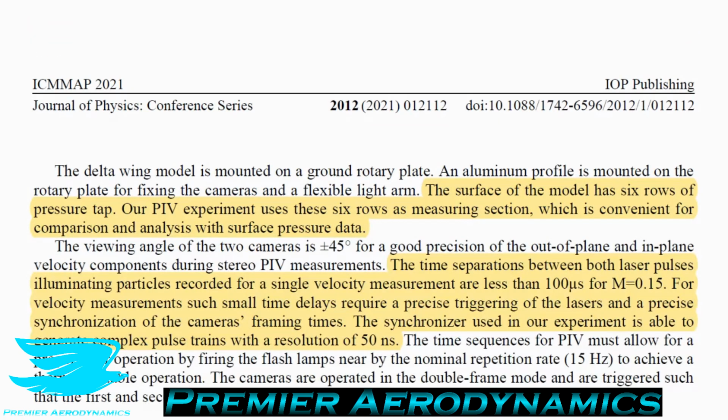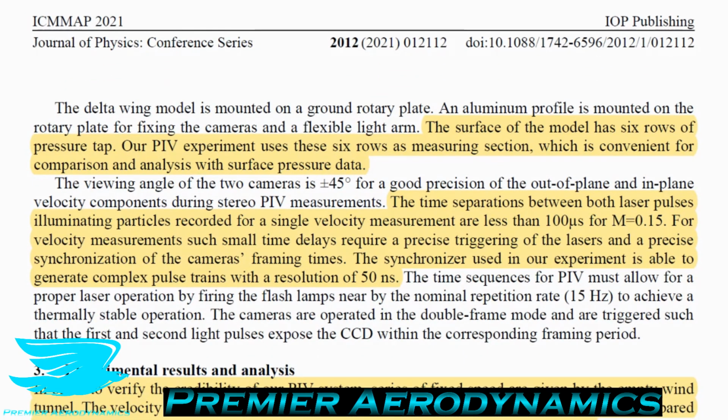So the surface of the model had 6 rows of these pressure taps, and the PIV experiments were used to be validated with this data along with pressure-sensitive paint, and they did another thing as well, which we'll get into in a second.